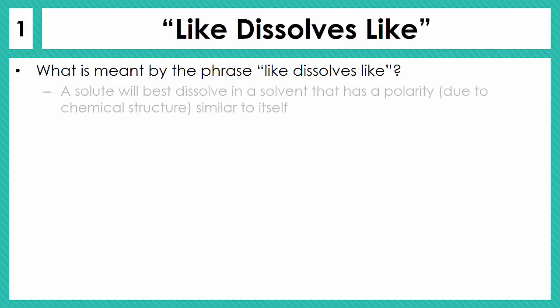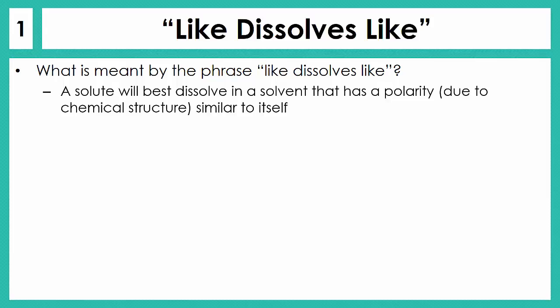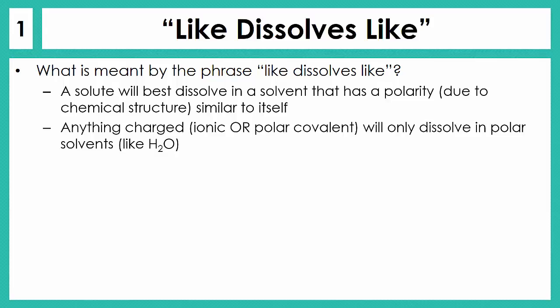So "like dissolves like" is a way to summarize how a solute and solvent will interact in order to form a solution. A solute will best dissolve in a solvent that has a polarity similar to itself, and that polarity is due to chemical structure. For example, anything charged, whether it's ionic or polar covalent, will only dissolve in polar solvents such as water.